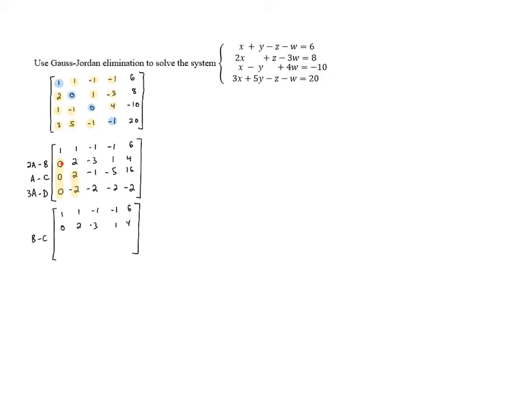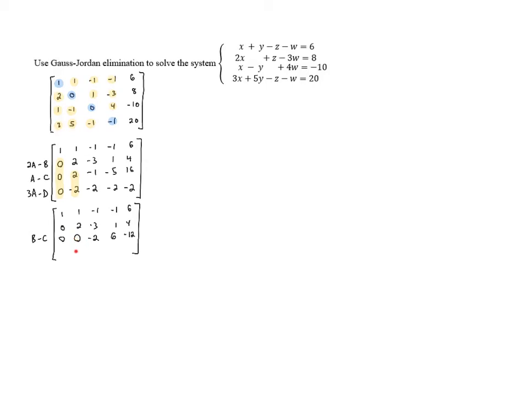If we do that, 0 minus 0 is 0. 2 minus 2 is 0. Negative 3 minus negative 1 is negative 3 plus 1, which is negative 2. 1 minus negative 5 is 1 plus 5, which is 6. And then 4 minus 16 is negative 12. So that gives us a 0 here.